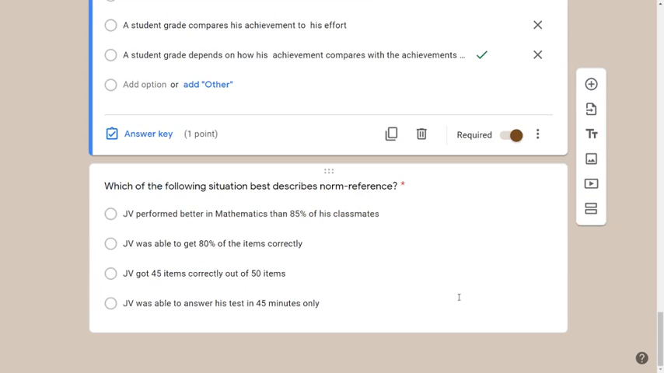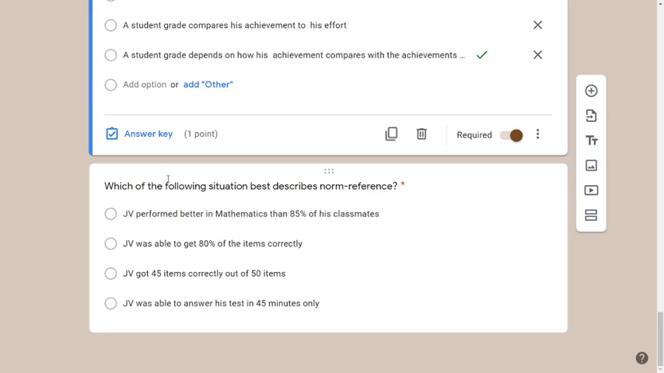Okay. For the last question here, which of the following situations best describes norm reference? Well, this is going to be very easy. Norm reference, again, we use the word norm for normal. It's normal for us to compare our student scores with other student scores, right? Student scores to other student scores, that's perfectly fine. Because for criterion reference, we refer to criteria, so we will be comparing our student's score or grade to a standard. That's how different it is.